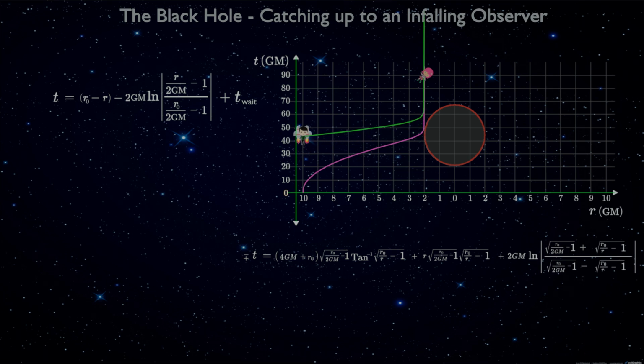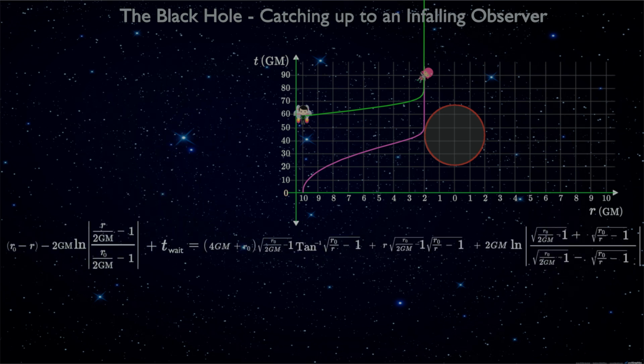The point of intersection is where Tom catches up to Stella in space-time, and it gets closer and closer to the horizon the longer Tom waits. Since it takes Stella an infinite amount of time to cross the horizon, can Tom wait forever? We can answer this question mathematically by setting Tom and Stella's time equations to be equal, and then we solve for Tom's wait time.